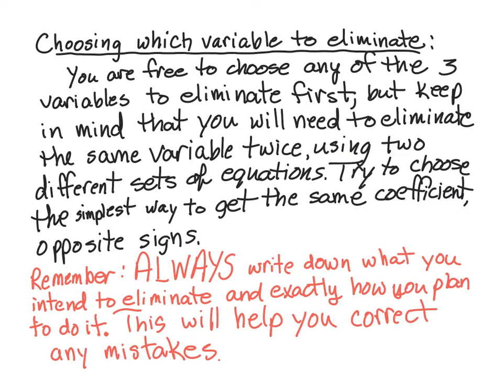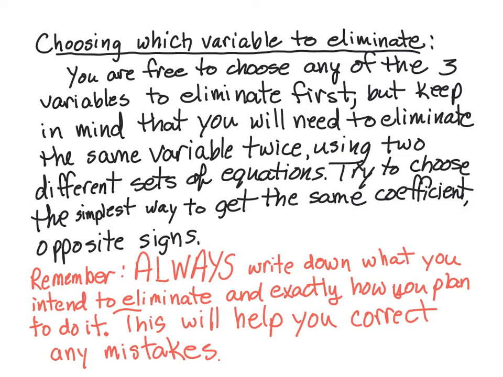So what you have to do is compare the coefficients of all the x's, the y's, and the z's, and pick the one that's going to be the easiest. You can choose whatever you want, but you want to choose the easiest way to do it. You need to multiply by whatever numbers it takes to get the same coefficient, opposite signs, just like before. It's just that now you have to do the same variable 2 times and then write down your answer, and then you have a brand new problem. It's just like what you did in the last section.